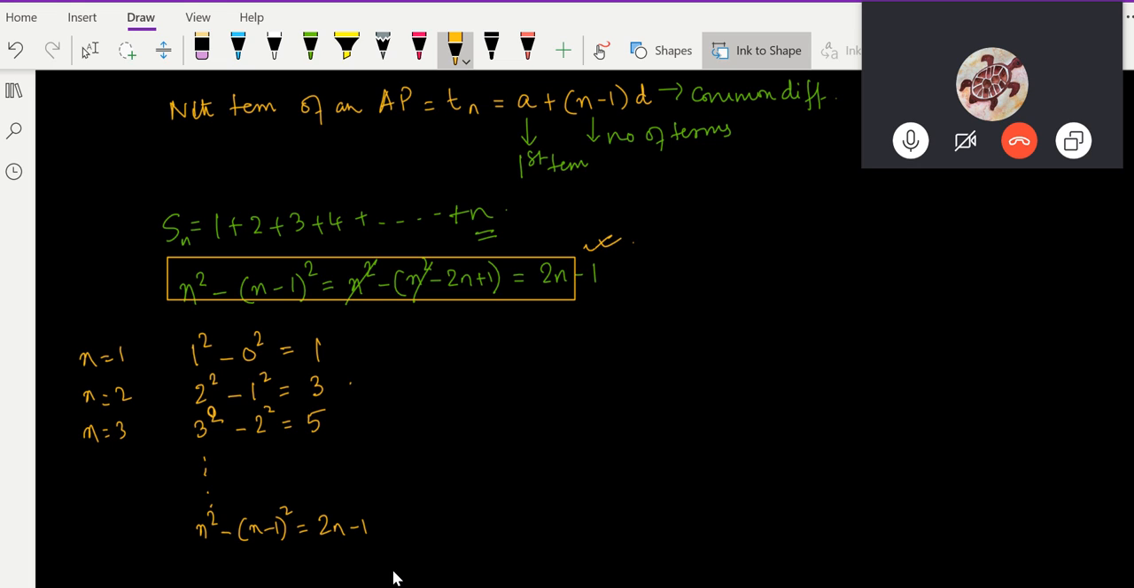Right? So now if I add all of this, what will happen? 1 square and minus 1 square will cancel out, 2 square and minus 2 square will cancel out, 3 square and minus 3 square will cancel out.